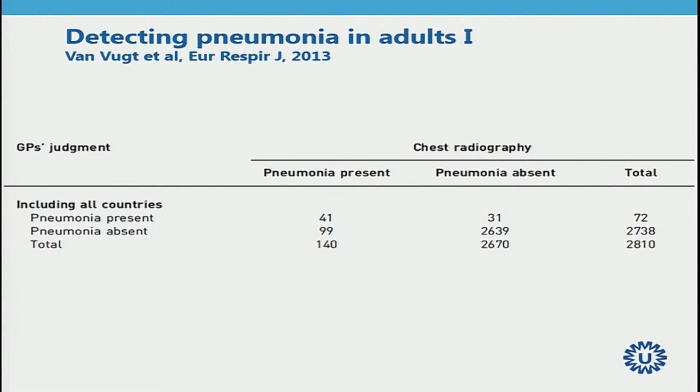Let's look at another side of the problem. Let's look at pneumonia, detecting pneumonia in adults. This is a European study that we did together with UK colleagues like Paul Little and Chris Butler. We tested around 3,000 patients with acute cough. 5% of them had a pneumonia, 140. Now, GPs did pretty well. If they thought a pneumonia was present, about 57% of them did have a pneumonia. That's pretty good, I think. But if they thought a pneumonia was absent, then around 95% in fact didn't have an infection. So that is, at first sight, not too bad.